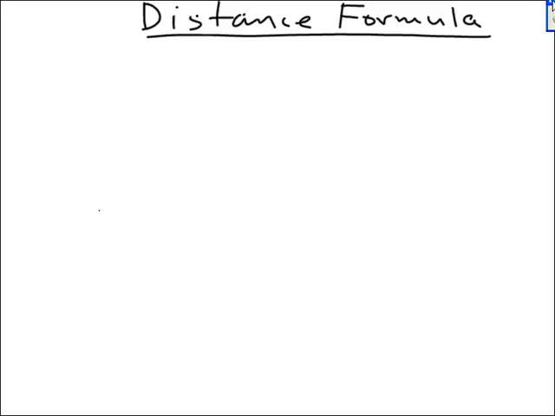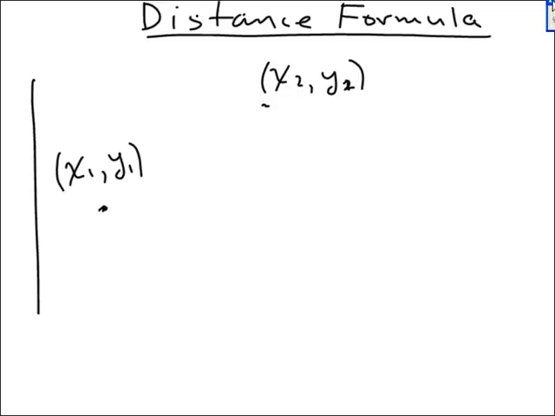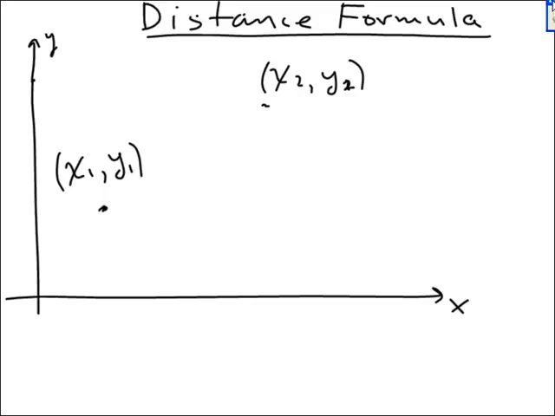If you have 2 points, one x1, y1, and our second one, x2, y2, right here. You want to find the distance between them. How far is it between these 2 points? Let's put in some coordinate systems.